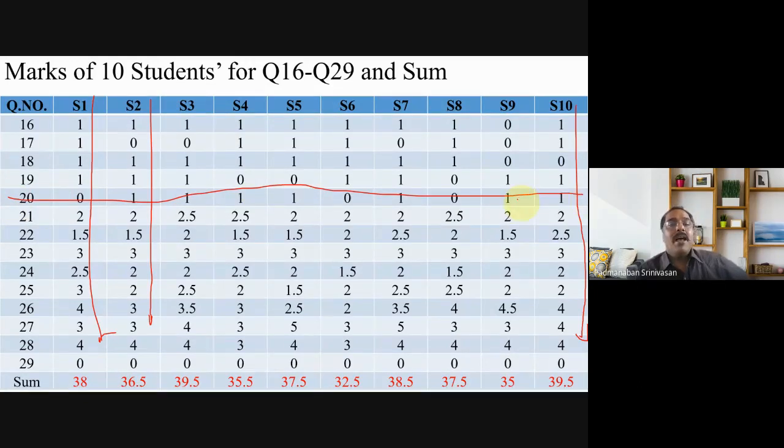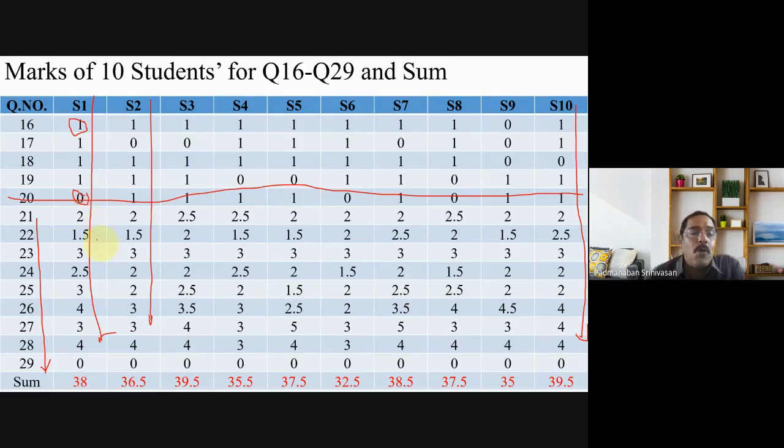That is why a correct answer means 1, wrong answer means 0. After 20, questions 21 to 29 are subjective questions. Here also, the same rule we have to follow, as we did for difficulty index. Correct answer means we'll give 1, wrong means 0. So easily we can calculate the difficulty index.